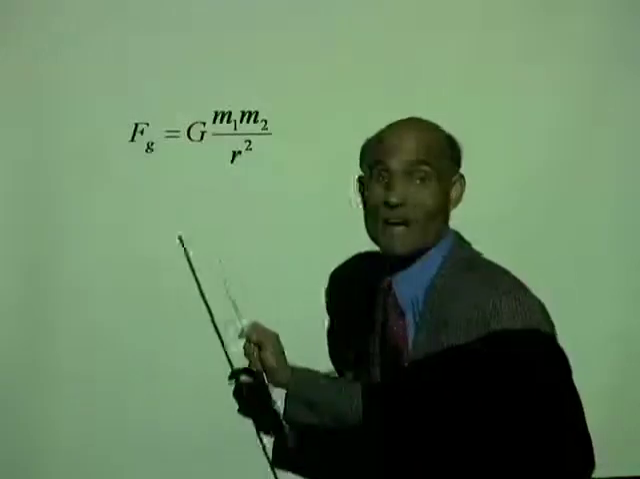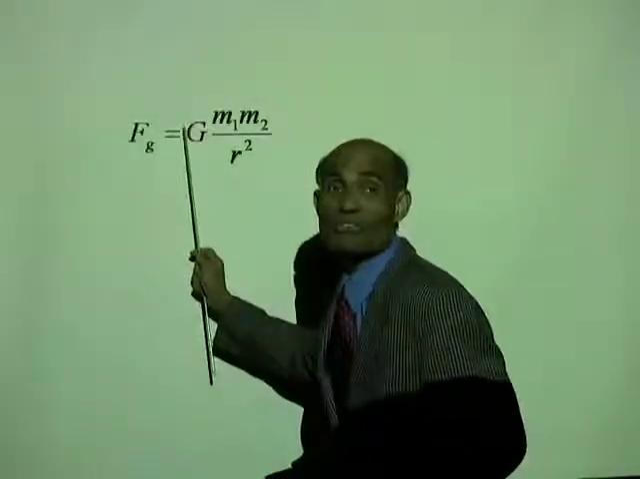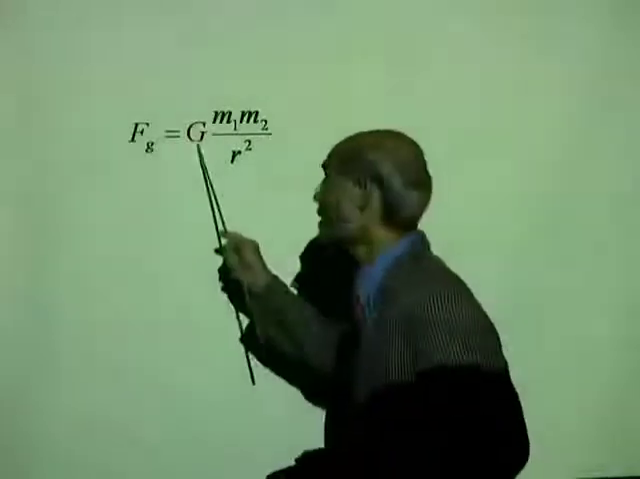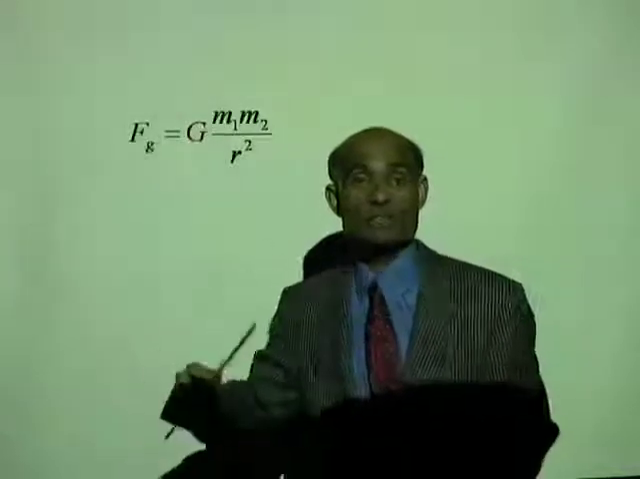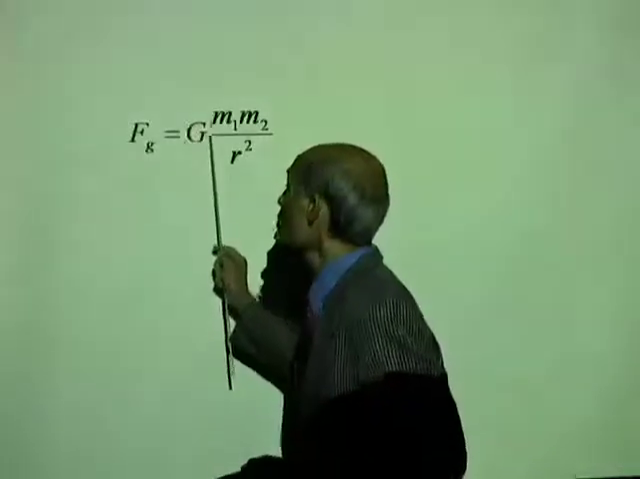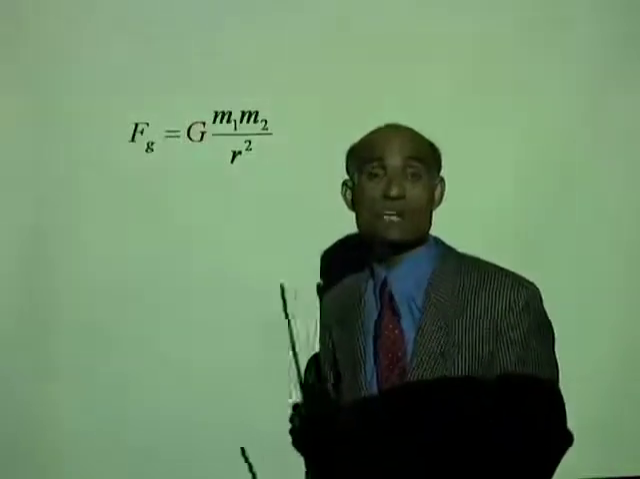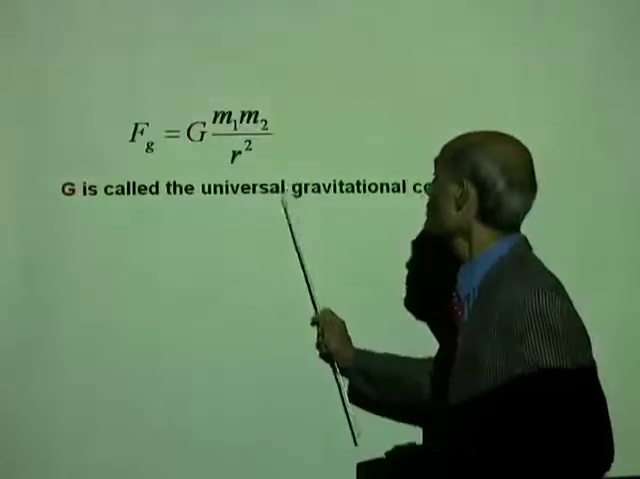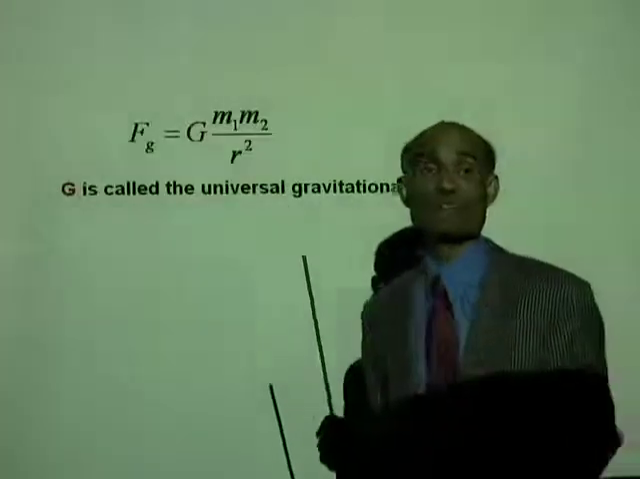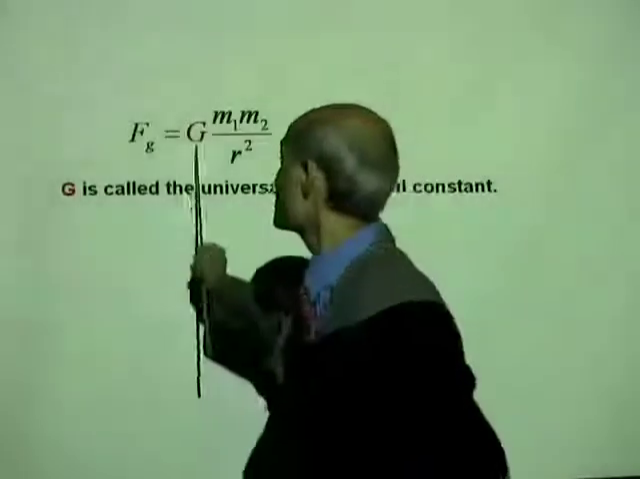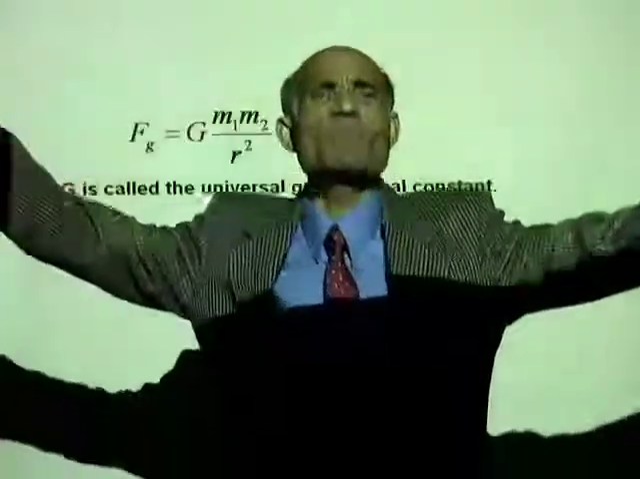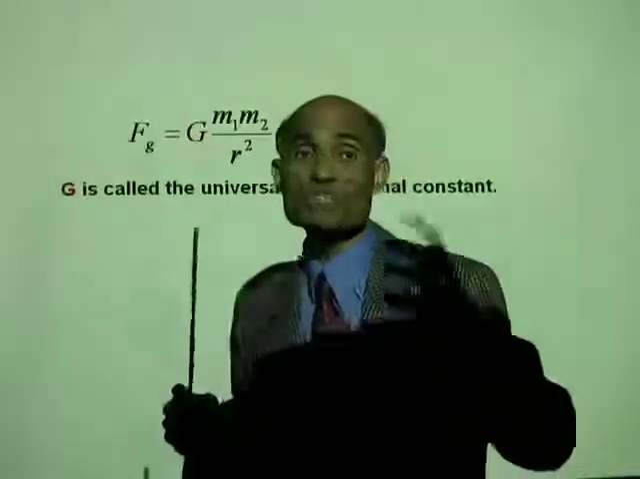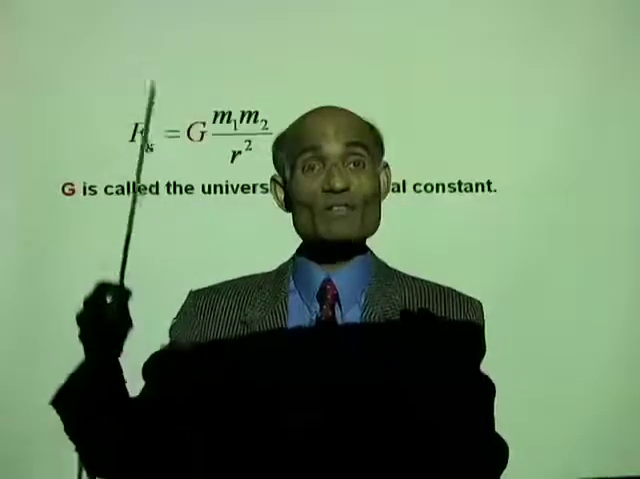Well, that statement can now be rewritten by replacing the proportionality sign by an equal sign, adding a constant. We have been doing that right through the course. What does this stand for? The uppercase G is the constant of proportionality, and it is called the universal gravitational constant. In other words, this G has the same value everywhere in the universe. It doesn't change. The value of G is the same for the force between Earth and the Sun.